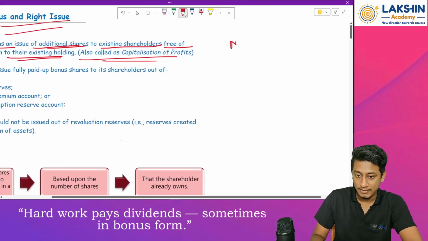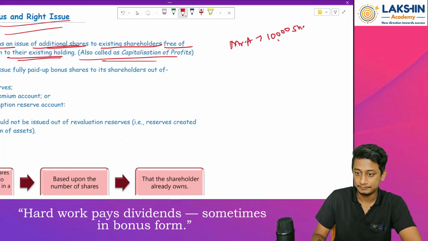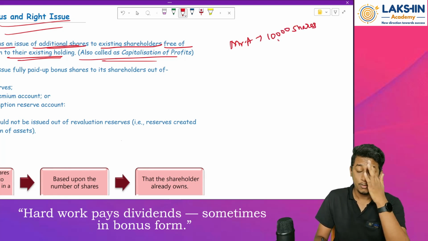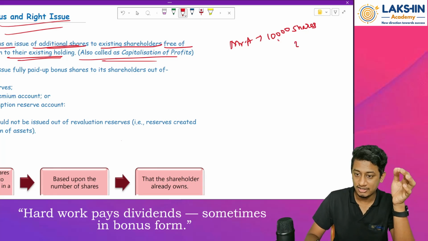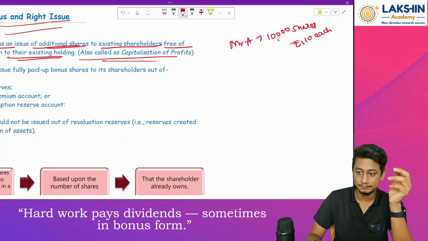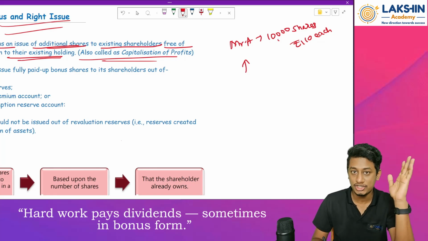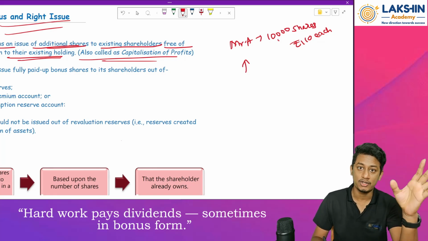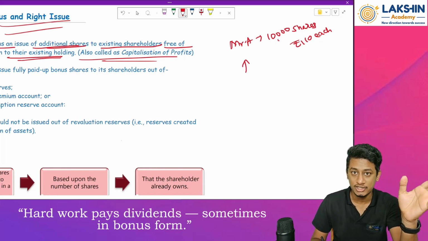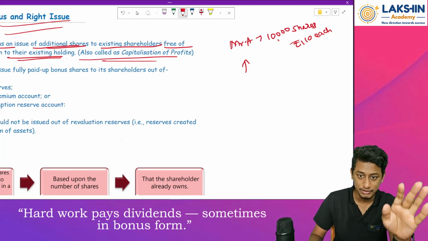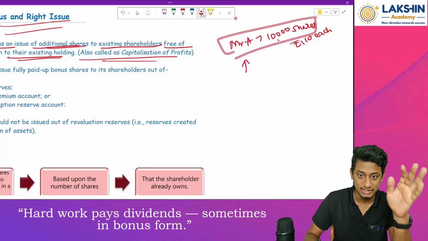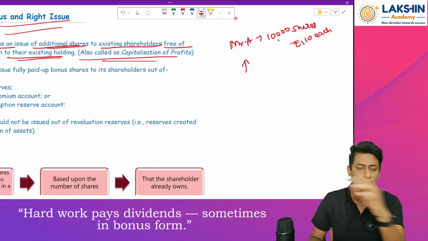So let's say Mr. A has 10,000 shares, and let's say the shares are rupees 110 each, for example. Now the company says Mr. A that we are going to issue bonus shares. These bonus shares will be free of cost. That means you need not pay us any money for the bonus shares. If you have our existing shares with you, you can get these shares free of cost, no cost to be incurred.